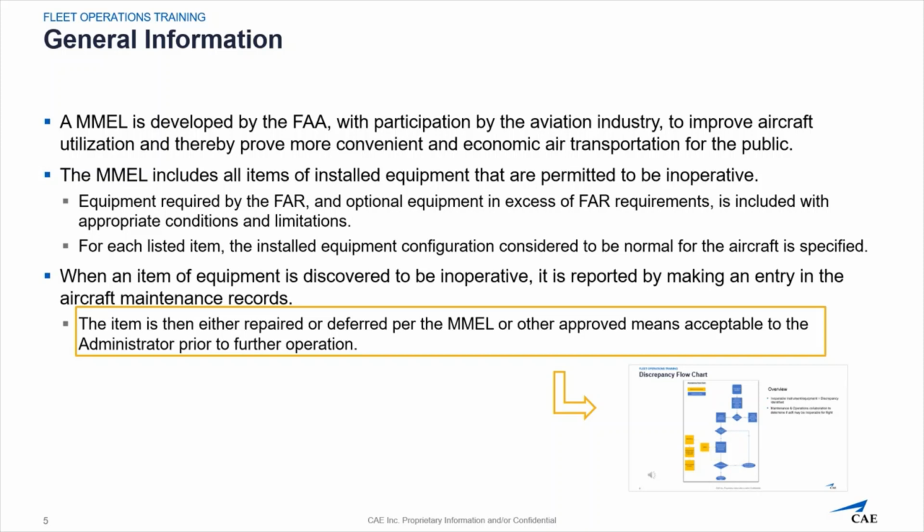When an item of equipment is discovered to be inoperative, it is reported by making an entry in the aircraft maintenance records. The item is then either repaired or deferred per the MMEL or other approved means acceptable to the administrator prior to further operation. Lastly, this information can be found in your aircraft MMEL or MEL.